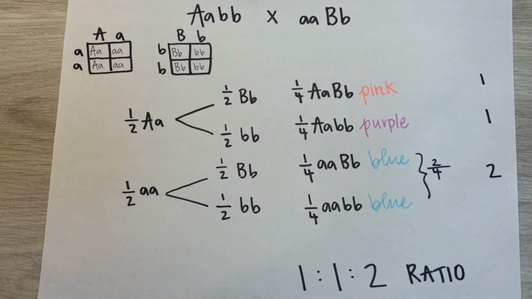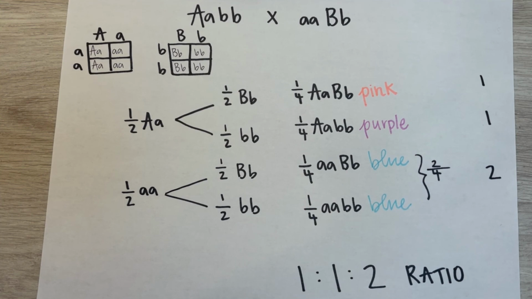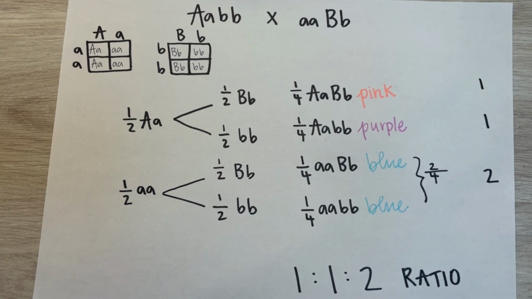The progeny that are recessive at the A locus, making up half of the offspring, will appear blue regardless of the B locus because they do not have the A enzyme. This results in a 1:1:2 ratio.